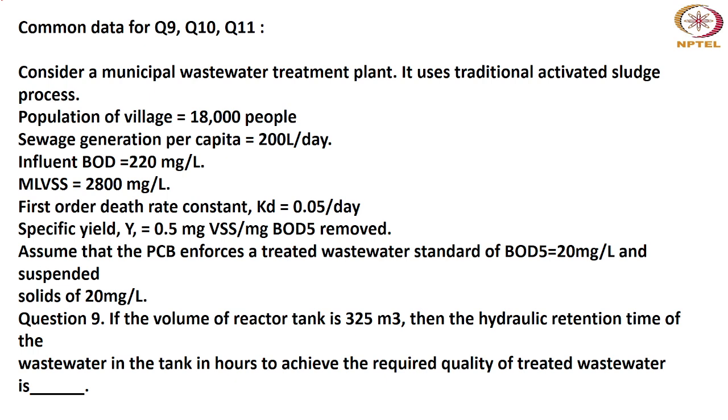So the first question is, if the volume of the reactor tank is 325 meter cube, then the hydraulic retention time of the wastewater in the tank in hours to achieve the required quality of treated wastewater is, you have to calculate. What is the hydraulic retention time actually required for the given volume of the reactor tank, that is 325 meter cube, to achieve your required efficiency. So this efficiency is given by the PCB. It requires the treated water to have BOD5 of 20 mg per liter, not more than that, and the suspended solid can be around 20 mg per liter.